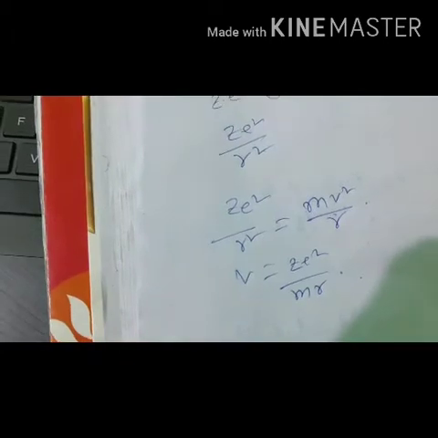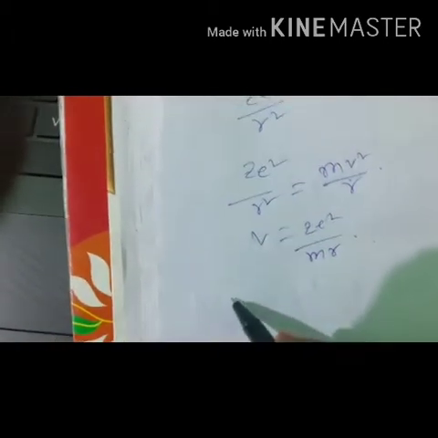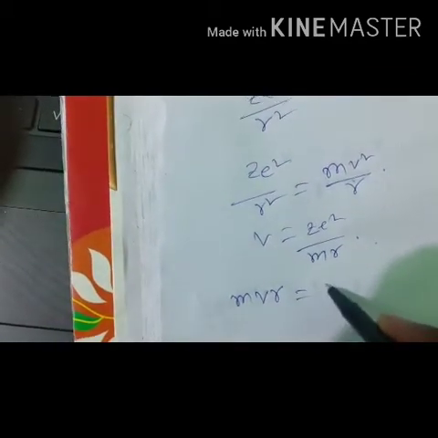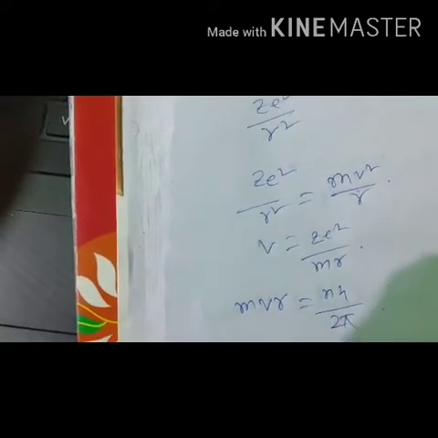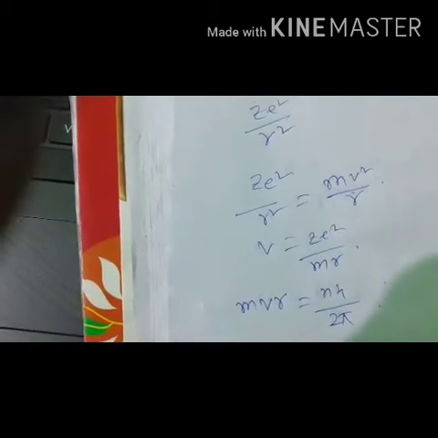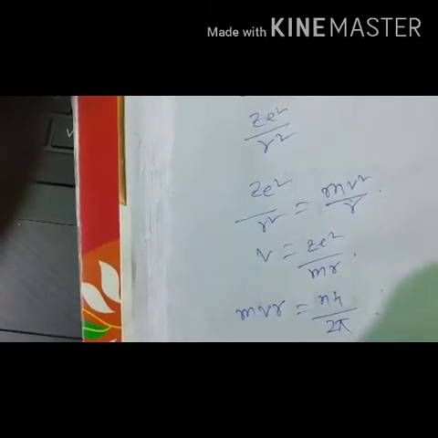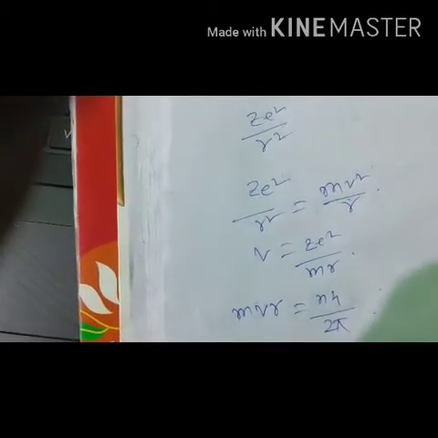Z square divided by mr. Now you know that from the first postulate of Bohr's atomic theory, the angular momentum of the electron, mvr, will be equal to nh by 2 pi. So from here we can write that v is equal to nh by 2 pi mr.